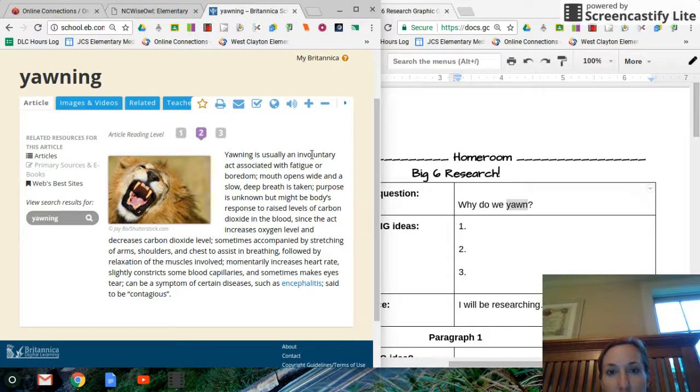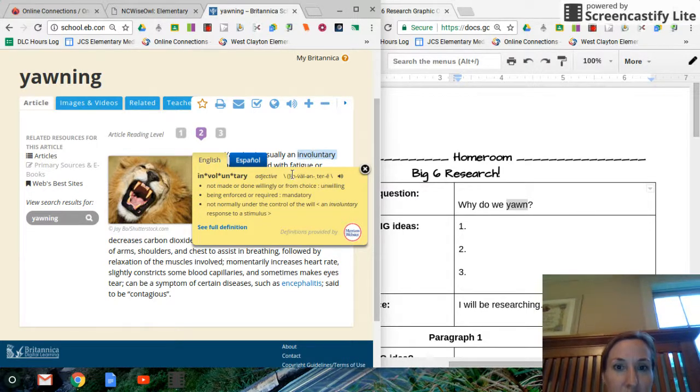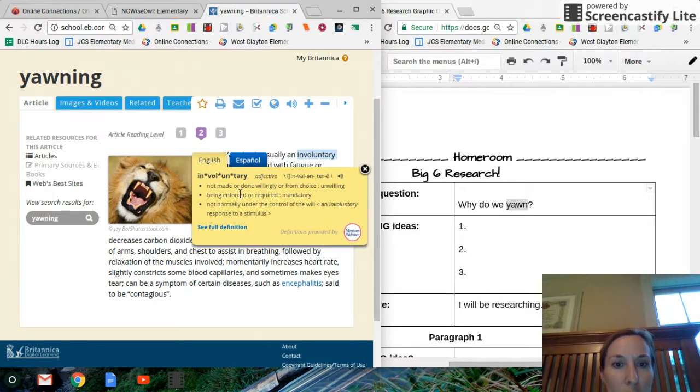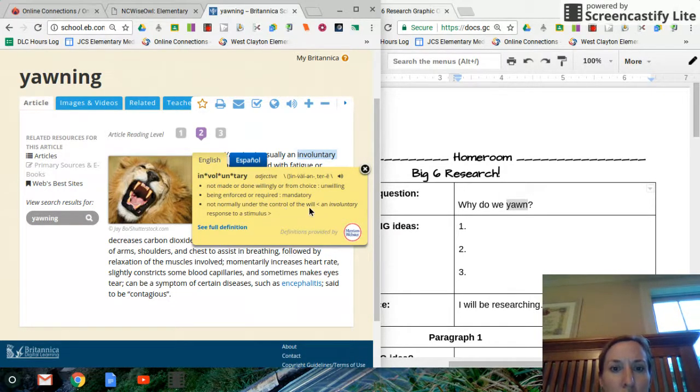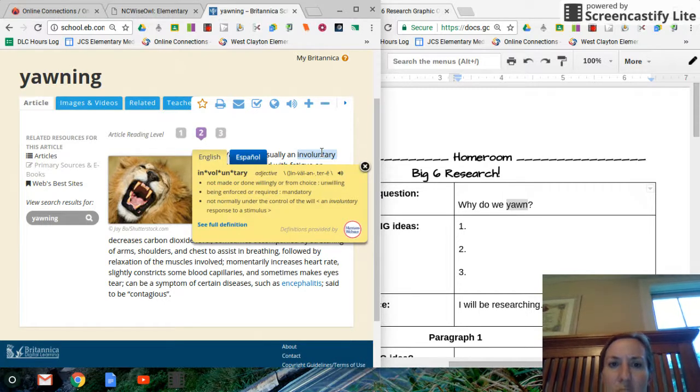I'm going to double click it and see what happens because I think there's a dictionary, and there is. When you see a word you don't know, double click it. It'll give you a dictionary. Involuntary: not made or done willingly or from choice, being forced or required, not normally under the control of. So that means that the word involuntary means something just happens on its own. Very interesting. When I think about it, when I yawn, it does just kind of happen.